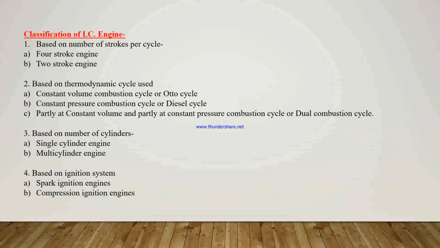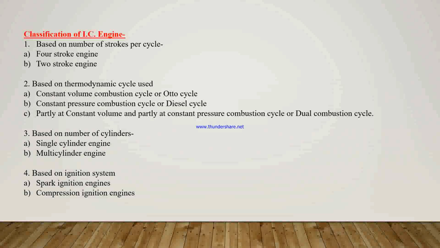Now we see the classification of IC engine. IC engines are classified based on various systems. First is based on the number of strokes per cycle. There are two types, that is four-stroke engine and two-stroke engine. In a four-stroke engine, one cycle is completed in 4 strokes of the piston in 2 revolutions of the crankshaft. But in a two-stroke engine, the cycle is completed in 2 strokes of the piston in 1 revolution of the crankshaft.